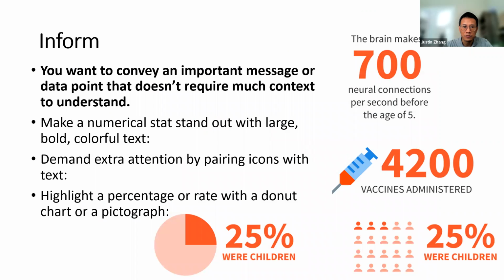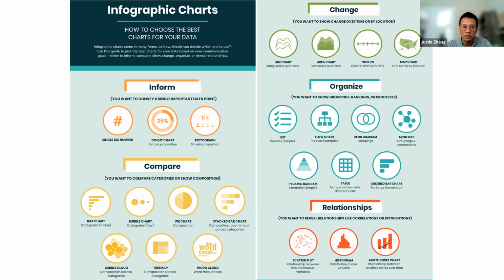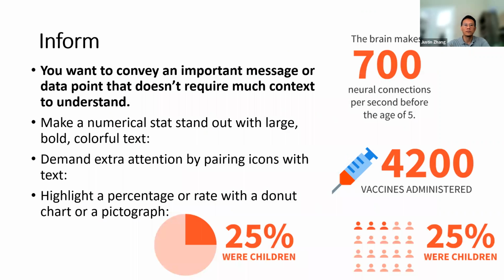Inform is basically to convey a single important data point. For this purpose, you want to make a numeric stand out with large, bold, colorful text. You can also highlight a percentage or rate with a donut chart or pictograph.